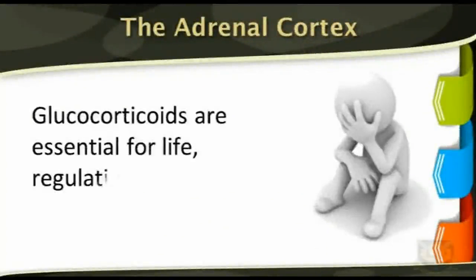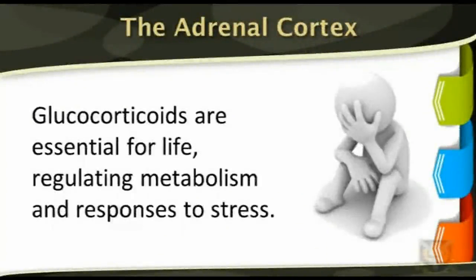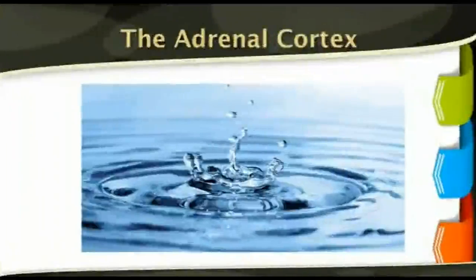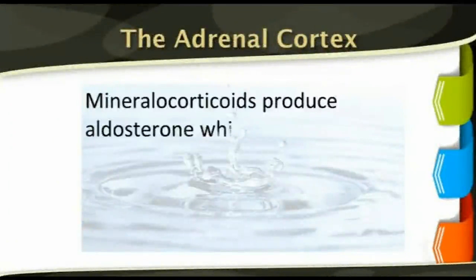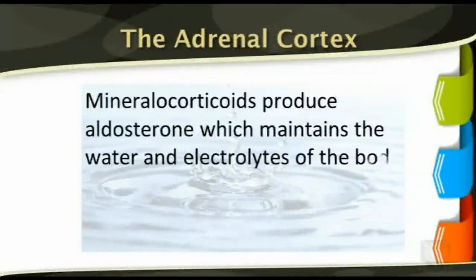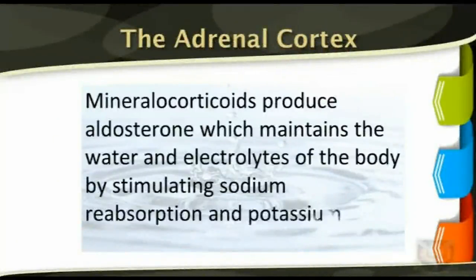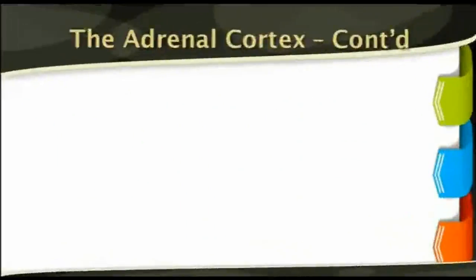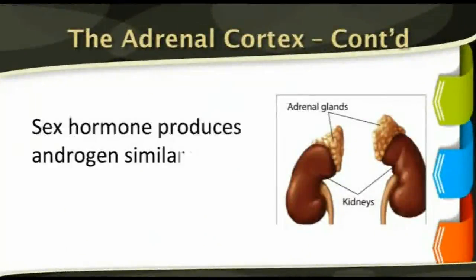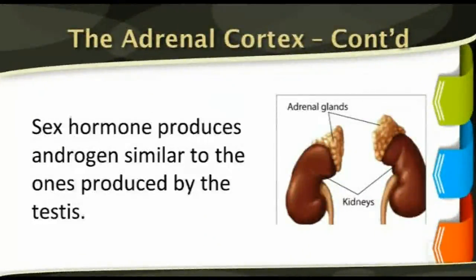Glucocorticoids are essential for life, regulating metabolism and responses to stress. Mineralocorticoids produce aldosterone, which maintains the water and electrolytes of the body by stimulating sodium reabsorption and potassium excretion. The sex hormone produces androgen, similar to the ones produced by the testes.